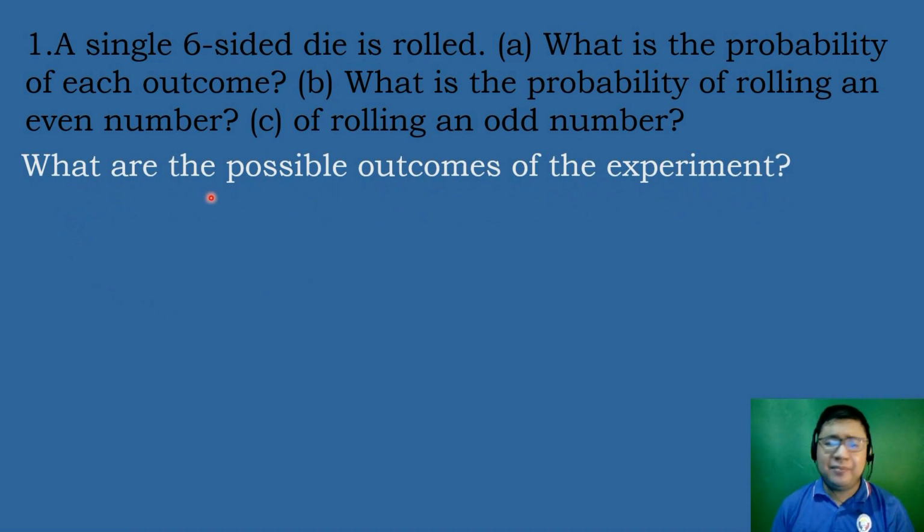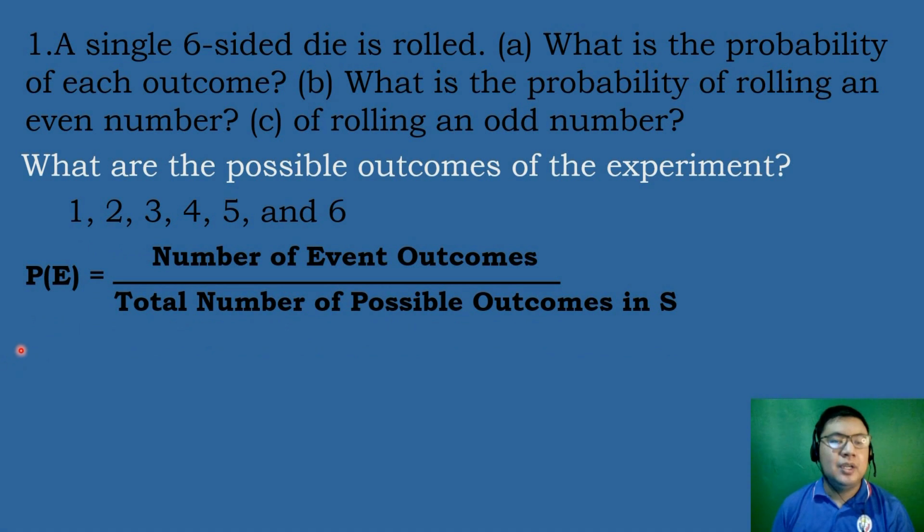Let's identify first the possible outcomes of the sample space. So we have 1, 2, 3, 4, 5, and 6 as the possible outcomes of the experiment, or this is the sample space. We will be using the formula of simple probability. Probability of event E equals the number of event outcomes over the total number of possible outcomes in the sample space.